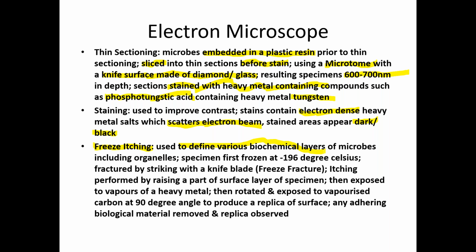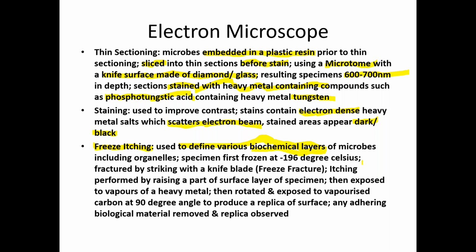Why are we performing freeze etching? In order to define various biochemical layers. For example, gram-positive bacteria have a thicker peptidoglycan layer. Fine. When it comes to gram-negative, you have a thinner peptidoglycan layer. Then in gram-negative bacteria, in addition to the thinner peptidoglycan layer, you have phospholipids. So these are the various biochemical layers present on microbial cells.